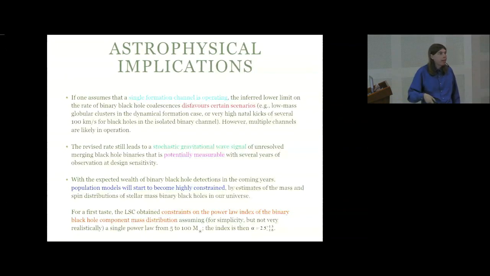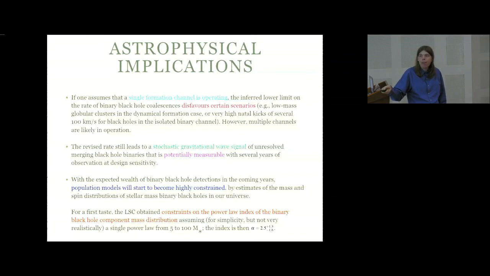Note that still, as we saw with the first one, we have a high enough rate that in a few years of advanced LIGO we'll start seeing the stochastic background from all the ones that are unresolved, that are far away, coalescing, that we don't see as individual sources in the detector. And now looking forward to the future, we hope to actually have mass and spin population distributions. We have, say, tens to hundreds of sources.